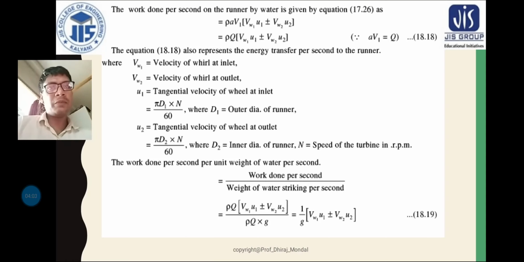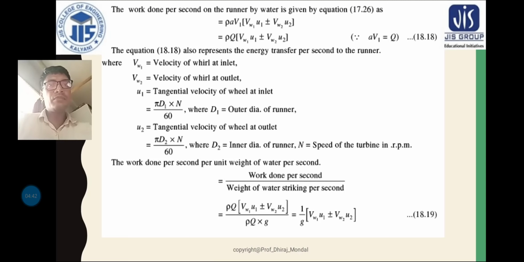When we discussed the impact of jet, for the radial curved vane, the work done per second on the runner by water is given by this equation: rho a v1 [vw1 u1 plus minus vw2 u2]. Here rho a v1 is basically the discharge, which is nothing but the rate of flow. How much water is flowing is called the discharge.